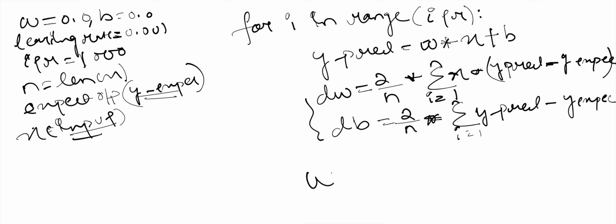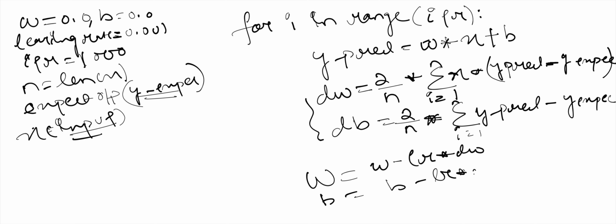Now here the weight updation happens. W is equals to W minus learning rate into dw. B is equals to B minus learning rate into dB. That's it. So now you might ask me what is this? First, there is a concept called the cost function.